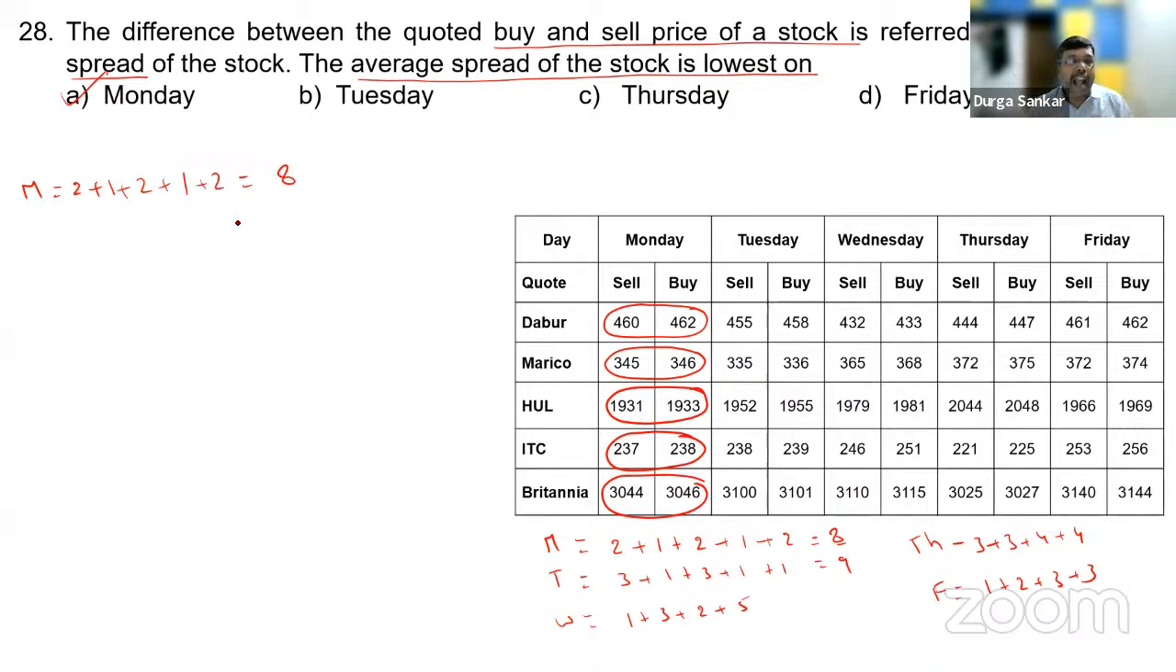So the total spread is 8. To calculate the average spread, I'll divide by 5. But since I'm going to divide it by 5 every day, and I'm comparing to find out the lowest, it is fine even if I leave it like this. Because the day on which the average spread is lowest, the total spread will also be lowest. Understood?